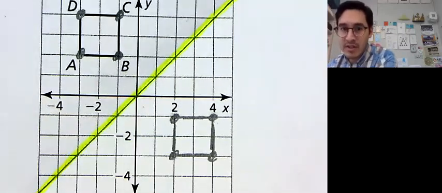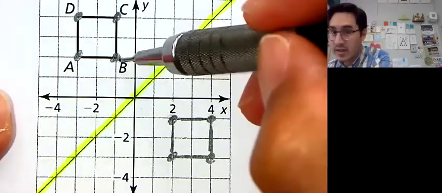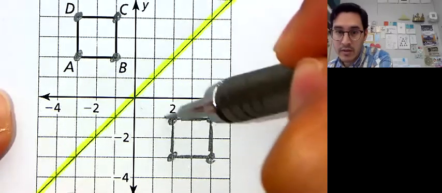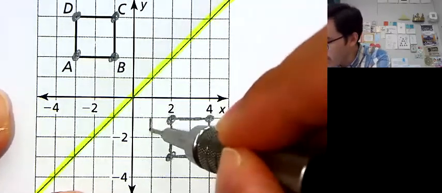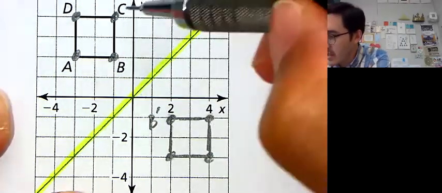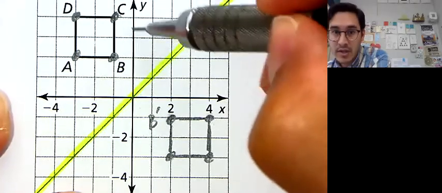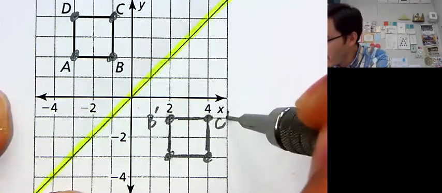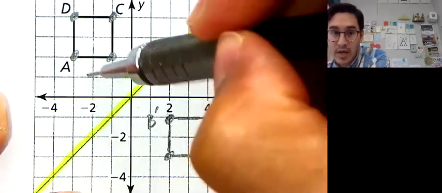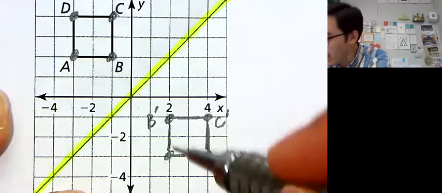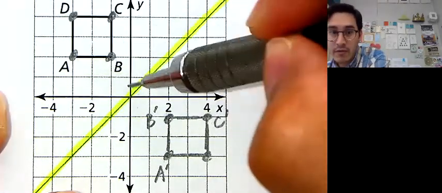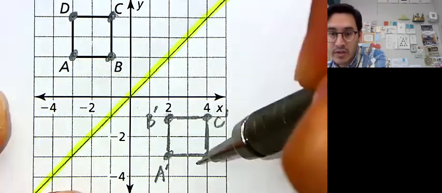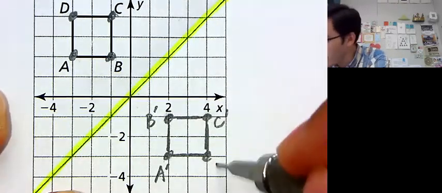Okay. Now we need to name this image. And so this is point B. It's closest to the line. So this will be its reflection, B prime. Okay, this is point C, so it got reflected over here, and that's C prime. Okay, this is point A, so it got reflected over here, A prime. And D was the farthest away from our line of reflection, so it will still be the farthest away, D prime.